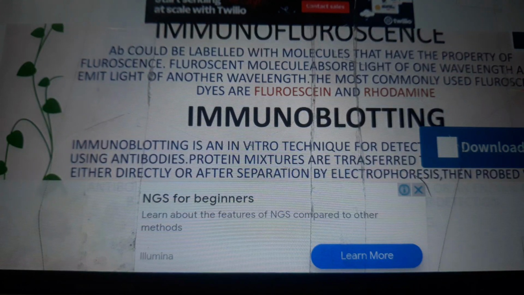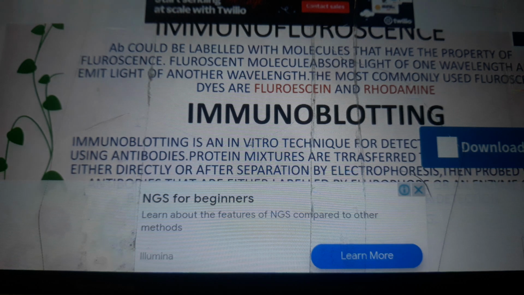Immunofluorescence. Antibodies could be labeled with molecules that have the property of fluorescence. Fluorescent molecules absorb light of one wavelength and emit light of another wavelength. The most commonly used fluorescent dyes are fluorescein and rhodamine.